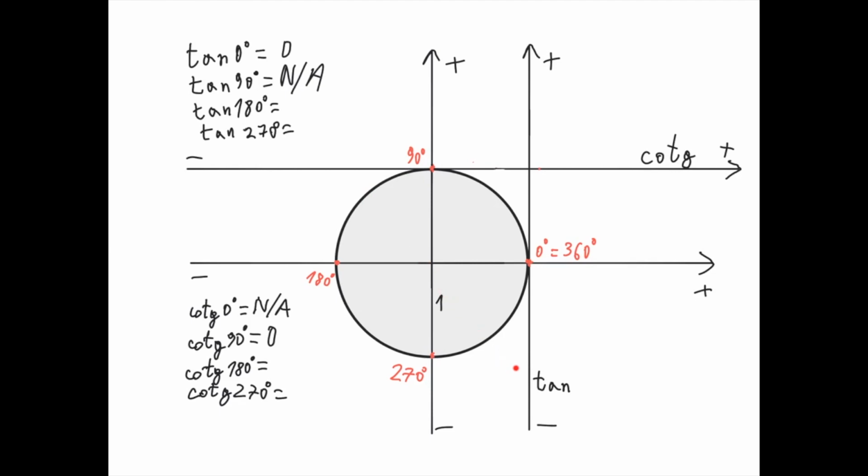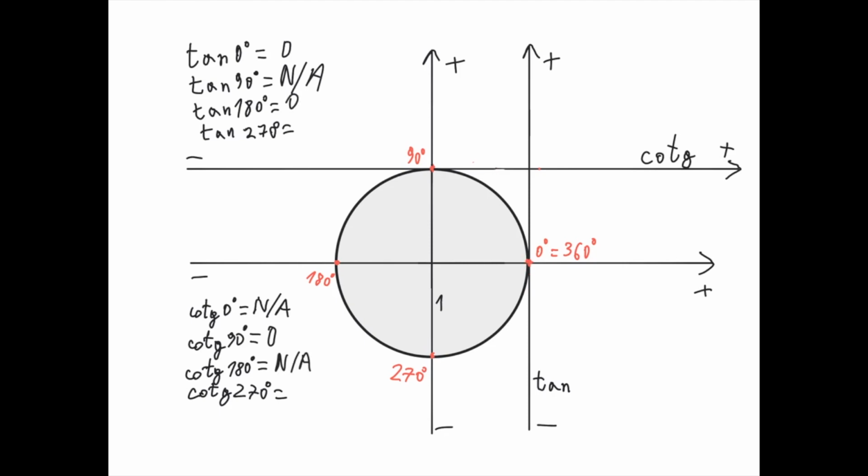Well, this line would intersect the tangent axis on the negative side, and so the tangent of an angle between 90 and 180 would be negative, and the cotangent axis again at the negative side. So the cotangent of an angle between 90 and 180 will again be negative. At the 180 degrees, the line wouldn't even intersect the cotangent axis, and so the cotangent of 180 degrees is not defined. And it would intersect the tangent axis at the point 0, and so tangent of 180 degrees is 0.